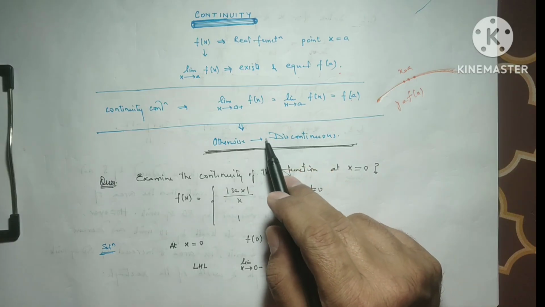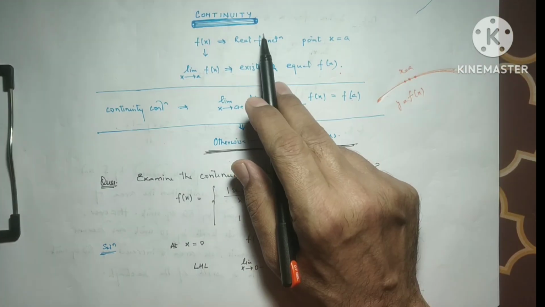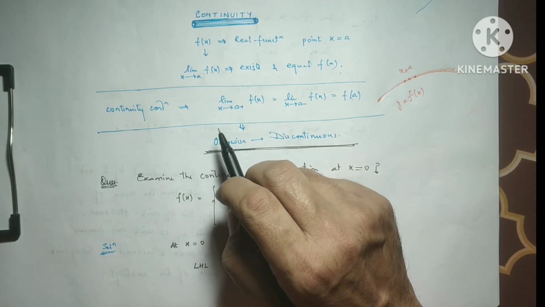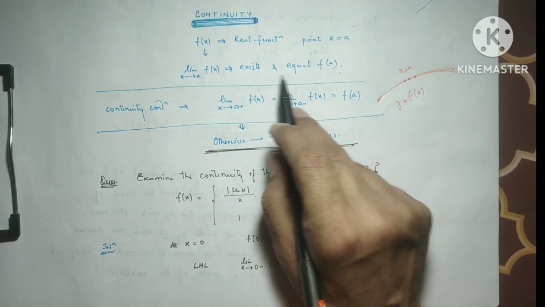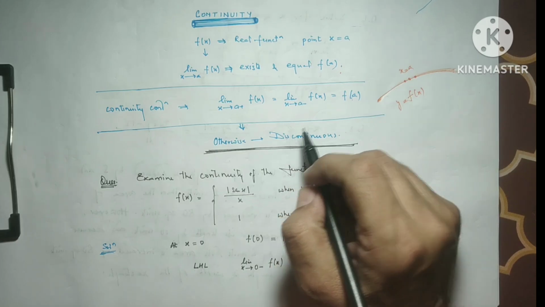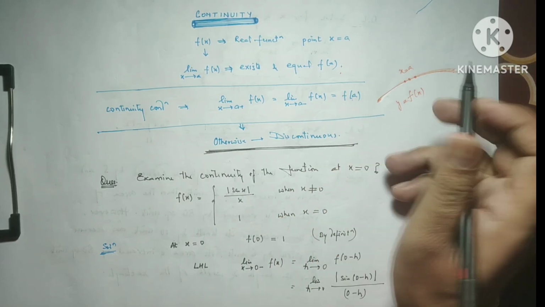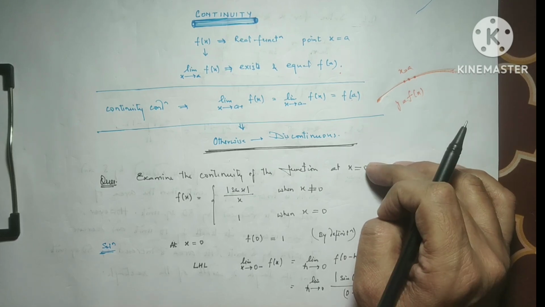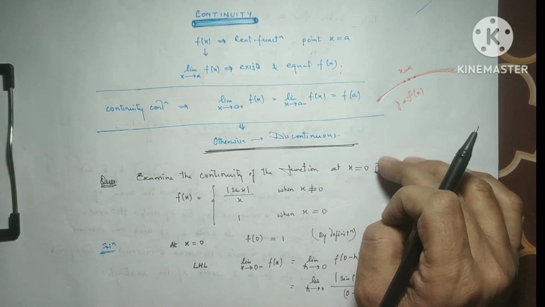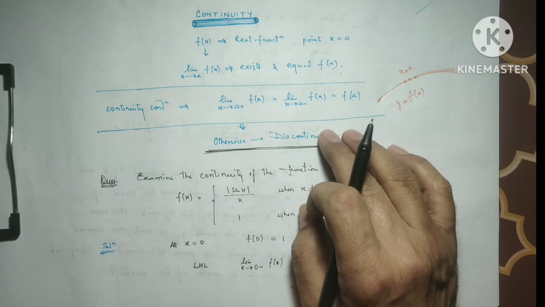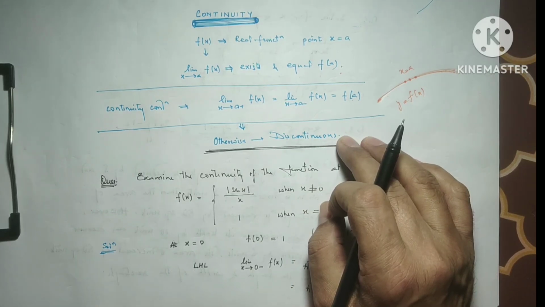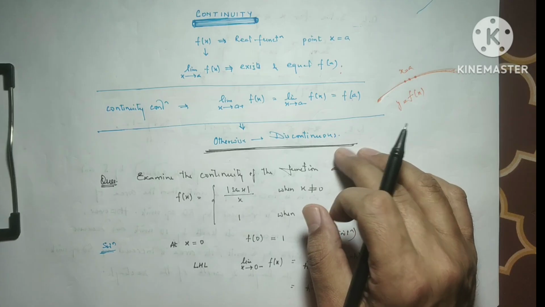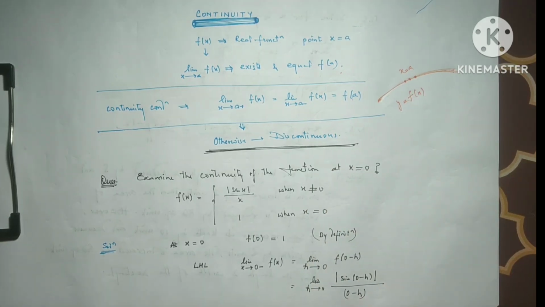For the discontinuity, either the function should not be defined, or the limit is not existing, means left and right hand limits are not equal, and third, the limit should be equal to f(a). So if any of the parameters or the points is not satisfied, then we can say this function is not continuous, or in simple words it is discontinuous, right? So we are taking the questions on continuity.